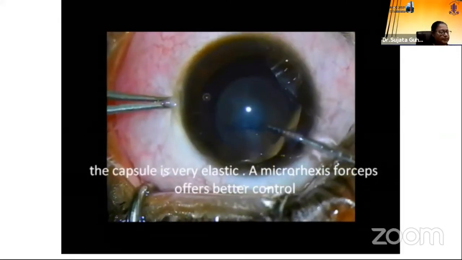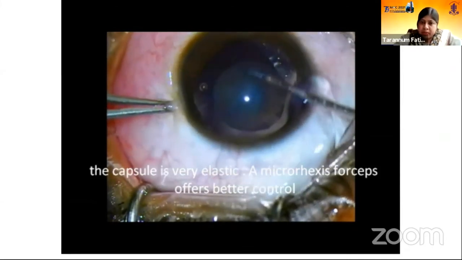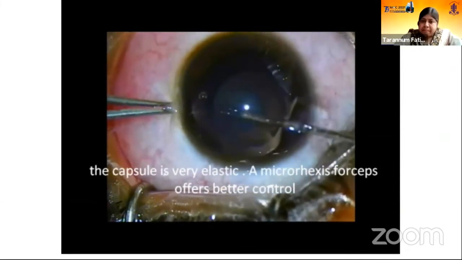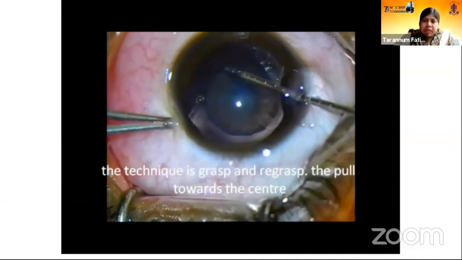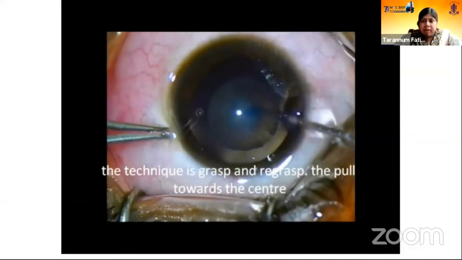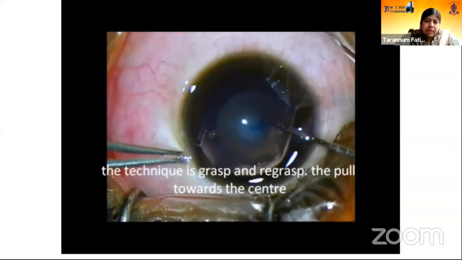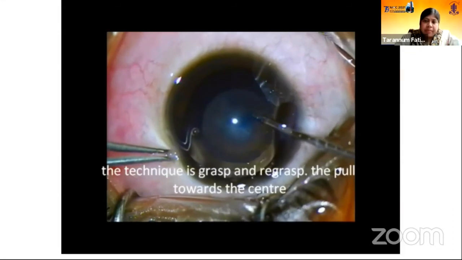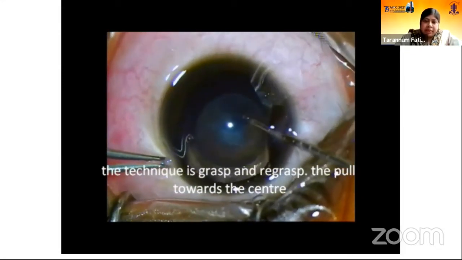So here I'm showing you a case in which I'm doing anterior capsular rhexis. I'm using a micro-rhexis forceps, and it has got markings on the forceps. Actually, you can measure the size of the rhexis using this forceps. The technique is grasp and re-grasp, and the pull is always towards the center.